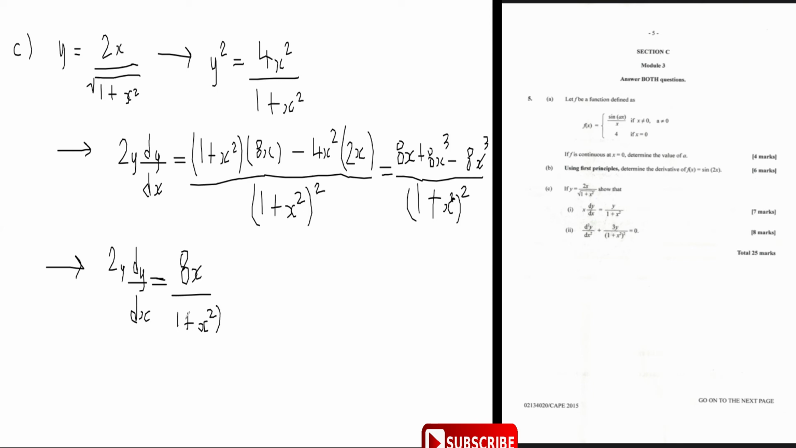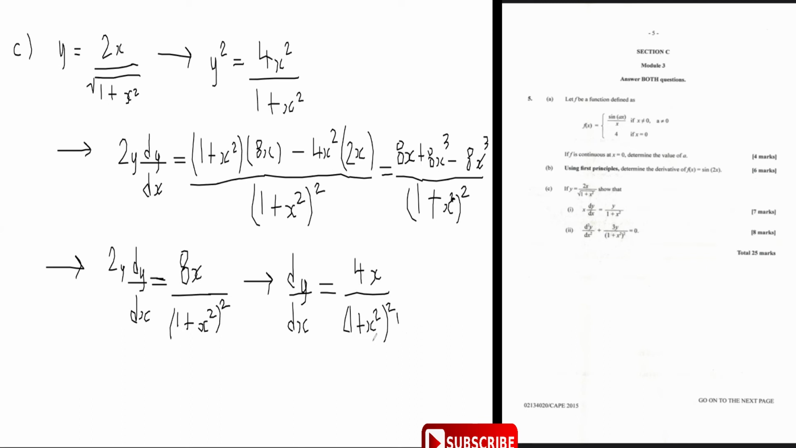1 plus x squared all square. All right, nice. Now, next thing we're going to do is divide through by 2. Dividing through by the 2y, we're going to get dy by dx. So we're going to get dy by dx is equal to, when we divide through by 2, this becomes 4x over, we divide through by 2y now, you know. So this becomes 1 plus x squared all square times y.